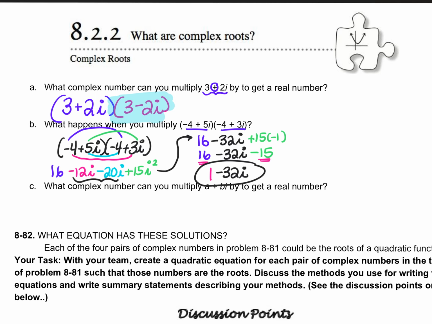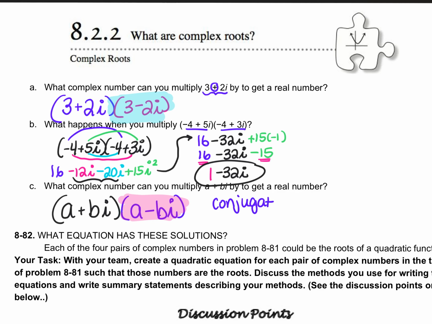So then when we start asking ourselves, what complex number am I going to multiply a plus bi by to get a real number? Well, we will multiply it by a minus bi. This set of factors, they are called conjugates, and that's kind of an important word for you to know going forward, especially when you get to pre-calc and then into calculus. But they are conjugates of each other, and essentially what that means is they end up creating a difference of squares.